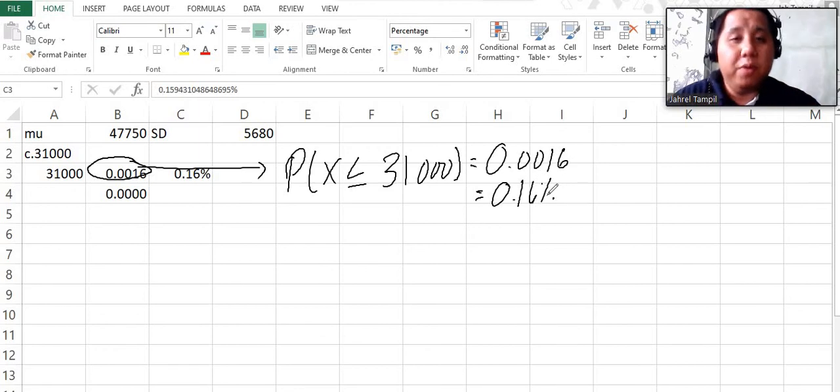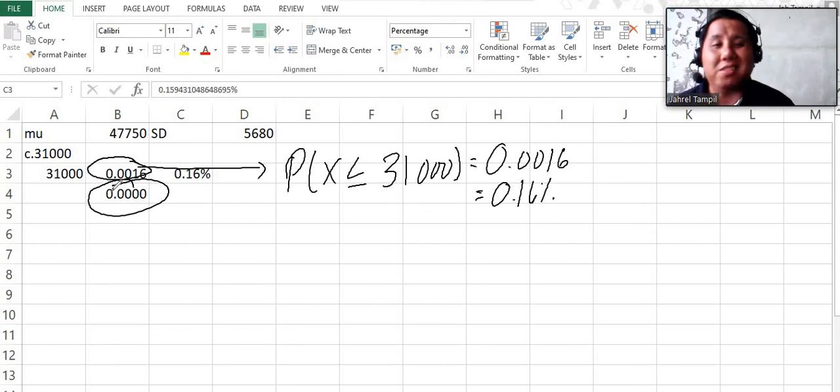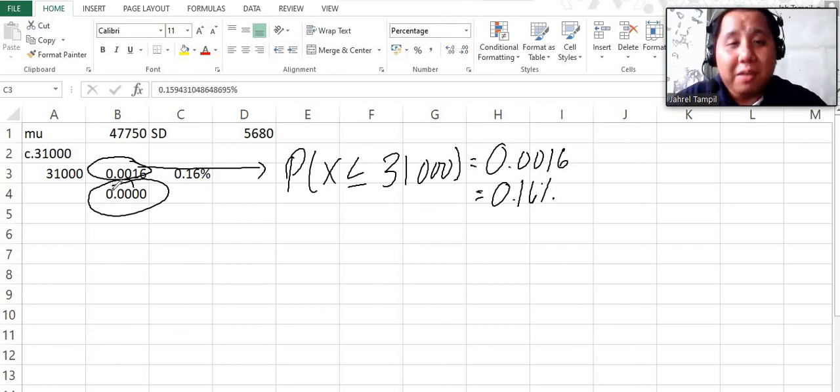And that's a very low probability. So if you will be offered 31,000 a year in dollars as a teacher in the United States, that's a very low salary. And that is if you're getting the probability of getting a salary of 31,000 or less. The probability of getting exactly 31,000 is almost zero. So it's almost impossible. So if that school offers you a $31,000 annual salary, then that's probably fraud. So those are the ways of analyzing problems involving probabilities in normal distribution.